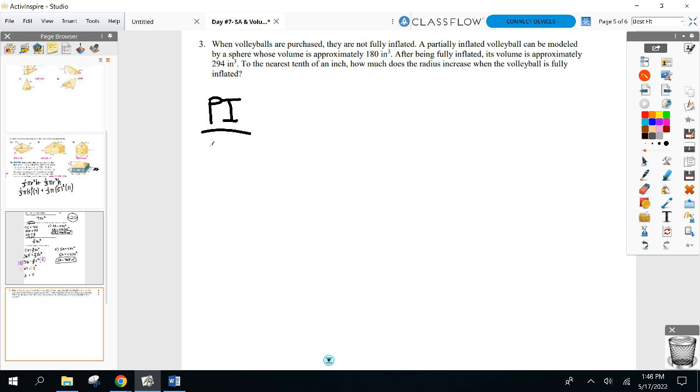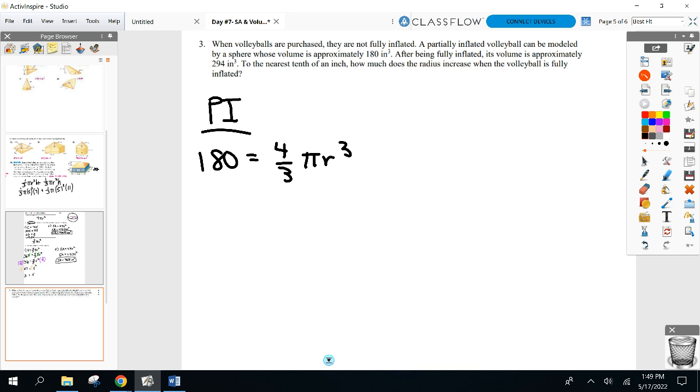Partially inflated, what do I have? 180 equals its volume, 4/3 pi r cubed. And we're solving for the radius. Anybody know what I meant by something that's never happened yet? What can I not do in this problem that I've always had the luxury of doing? Cancel out the pi. That's not happening. The 180 does not have the pi with it, so do not just automatically wipe it out. So I'm going to have to get rid of it eventually.